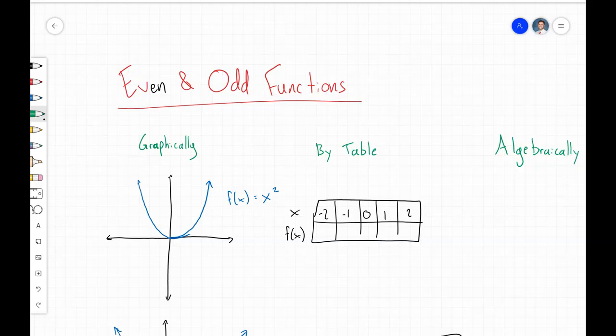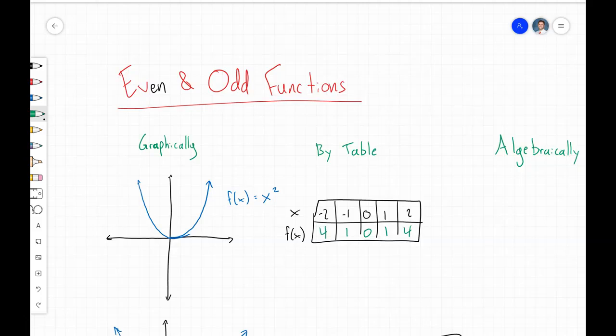Now, what this looks like in a table is simply this. If we have x squared, we know that 0 squared would be 0. So when x is 0, f of x is 0. When x is 1, 1 squared would be 1. And when x is 2, 2 squared would be 4. Now, if we look at our negative values, when x is negative 1, squared is positive 1. And when x is negative 2, squared is positive 4.